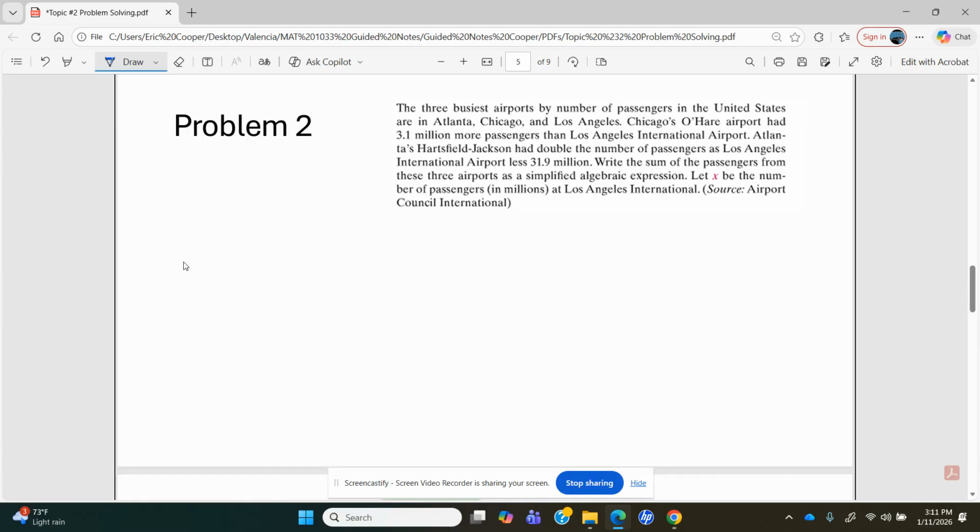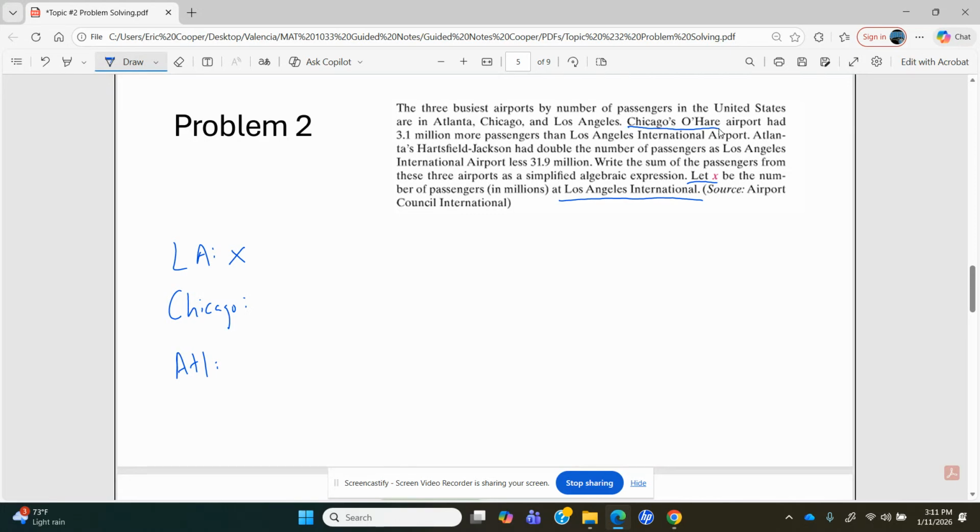So again, when we look at this, we're dealing with 3 airports. We've got LA, we've got Chicago, and we've got Atlanta. Now it tells us down here in the problem, we want X to be the number of passengers at Los Angeles International Airport. So we're going to identify Los Angeles as X. We don't know what X is, but we know it is some amount. Then we're going to use some of the clues that they had at the beginning.